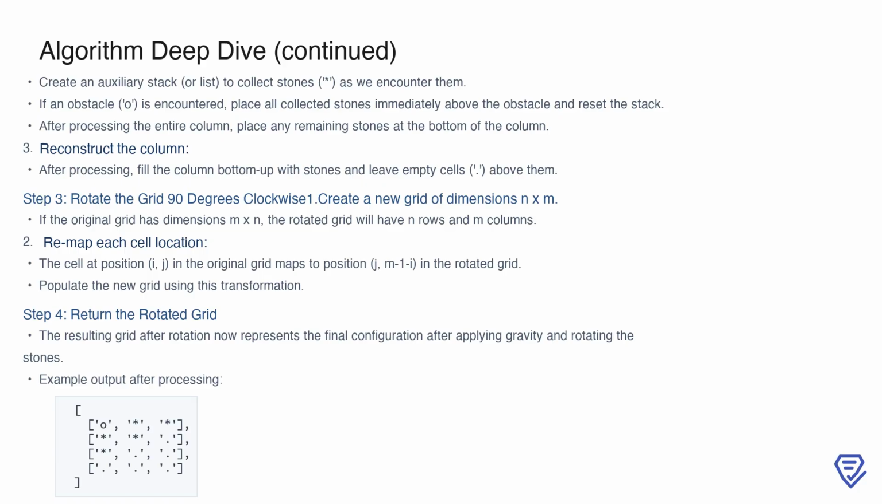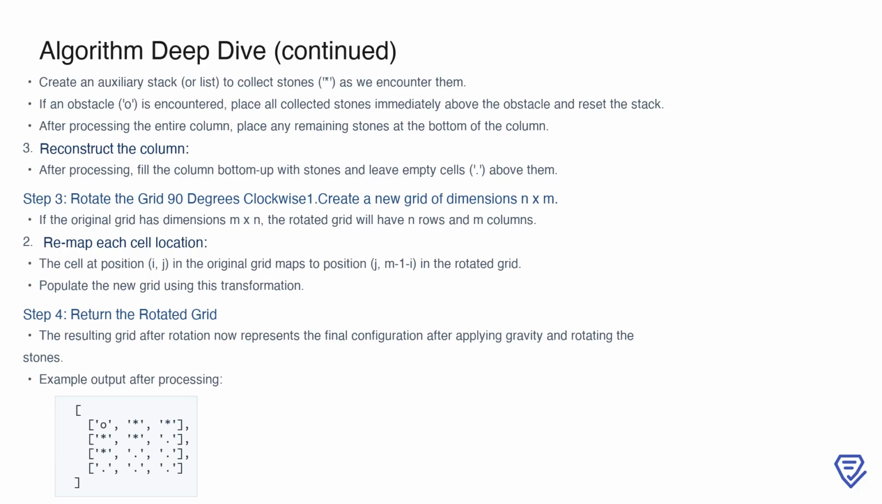Once all columns have been processed, we reconstruct the grid by filling each column bottom up with the stones and empty cells. The next step involves rotating the grid 90 degrees clockwise. This requires creating a new grid with dimensions flipped. If the original grid had m rows and n columns, the rotated grid will have n rows and m columns.